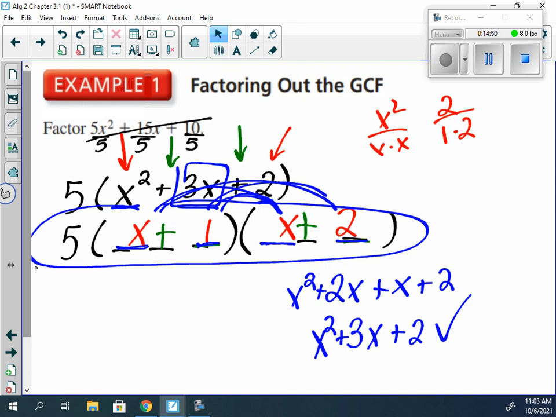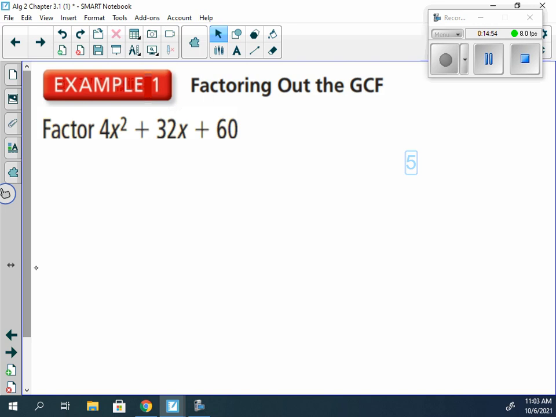Questions on this here? Let's look at another one. 4x squared plus 32x plus 60. What is the first main thing we should look for? Greatest common factor. We need to look for the greatest common factor. Is there a number that will divide into all three terms?